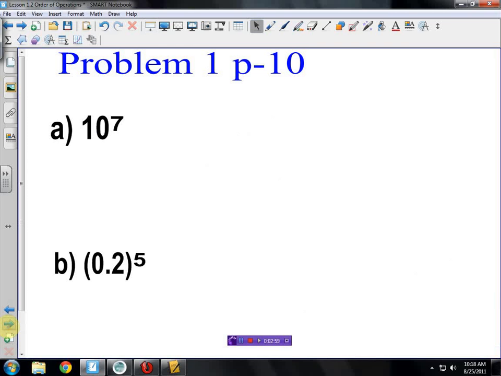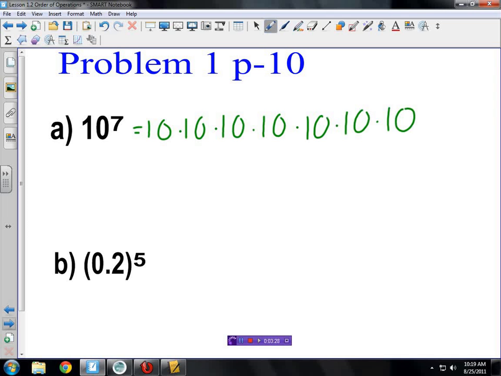So we're looking at problem 1 on page 10. And we have part A and B. Part A is 10 to the 7th power, and B is 0.2 to the 5th power. Each one of these are powers. And let's start with the top one here, okay? What does it mean to be 10 to the 7th power? Yeah, that's what, 4, 5, 6, 7.